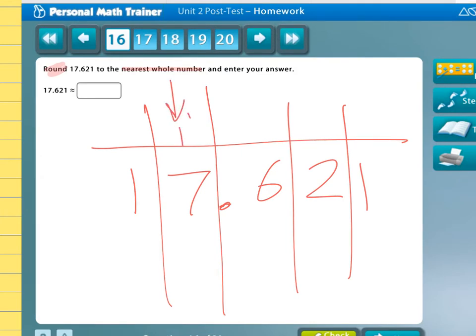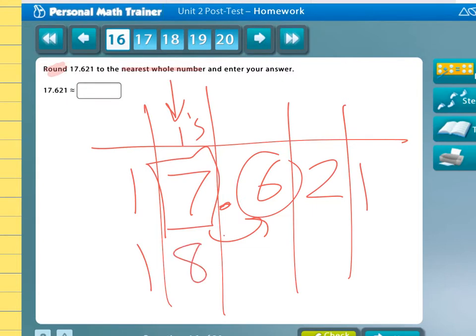Question 16 is asking us to round this to the nearest whole number, and our wholes are right here. These are our wholes, so we're rounding it to this place. So the strategy on that is find the place you're rounding to, look to the right. If it's 5 or greater, you round up. So this will round up. It is closer to 18 wholes.